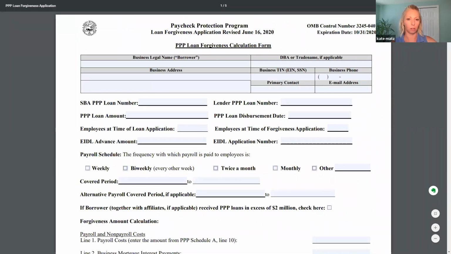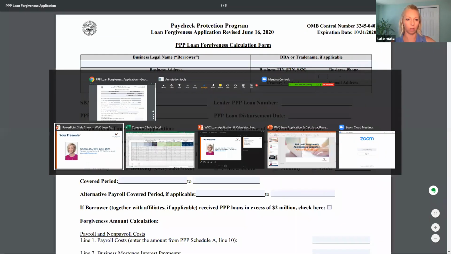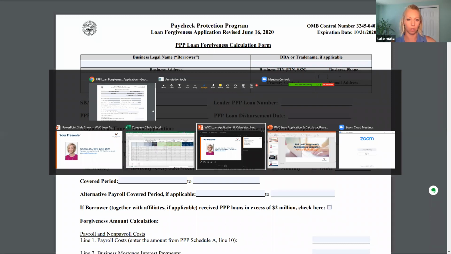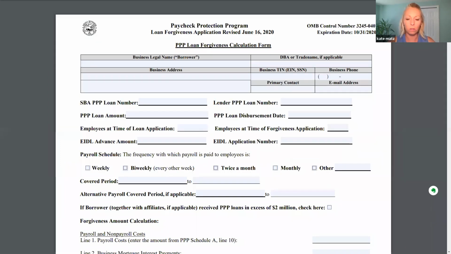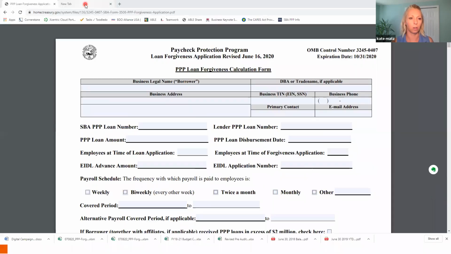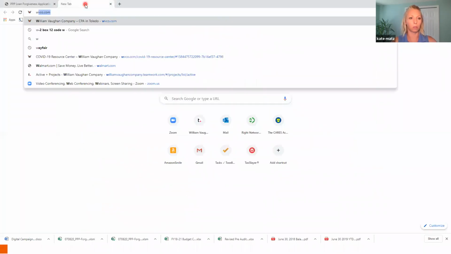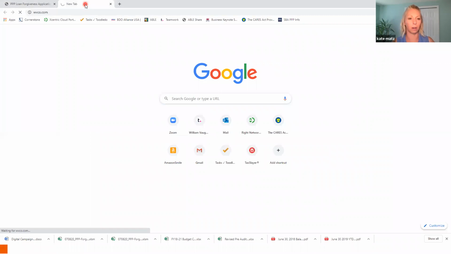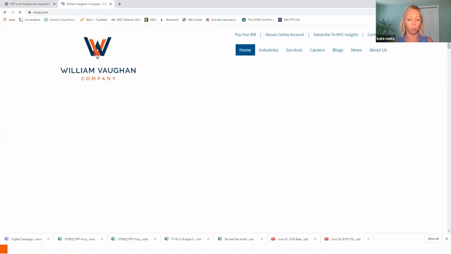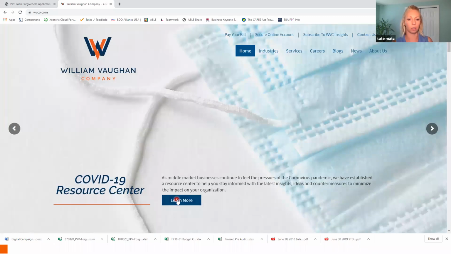So let's take a tour now of the forgiveness calculator, and we can start looking at how that will help you fill out the application. So to get to the calculator, you'll want to navigate to WVCO.com. That will pull up our website. And then in the center of the page, you'll see the link to the COVID-19 Resource Center.